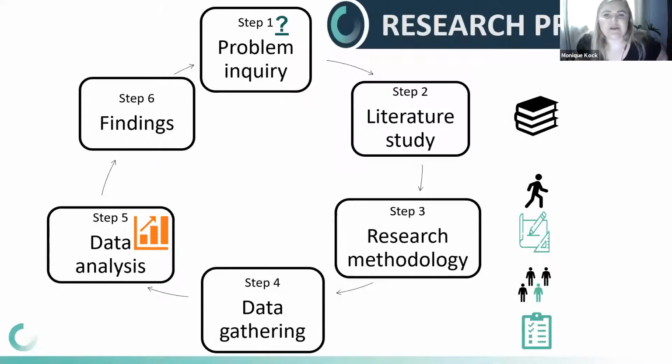So welcome back to the qualitative part of this webinar. As you can see, I'm following the same process as Henny to explain the qualitative proposal process as well. So the first thing with regards to the research process that we need to consider is the problem inquiry.